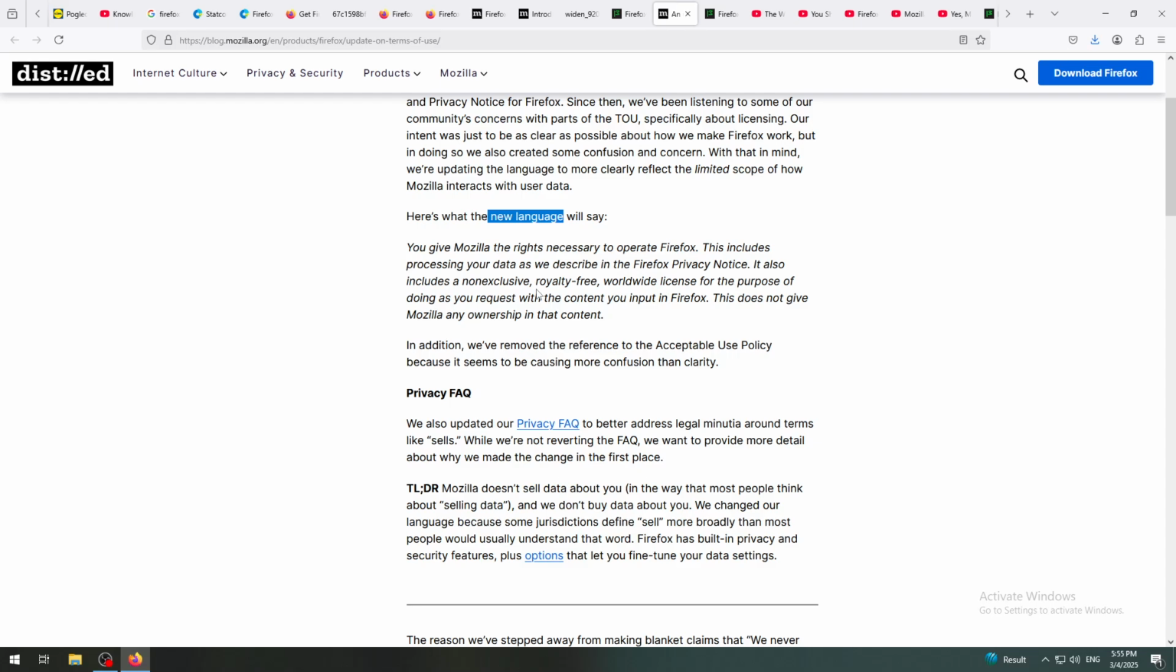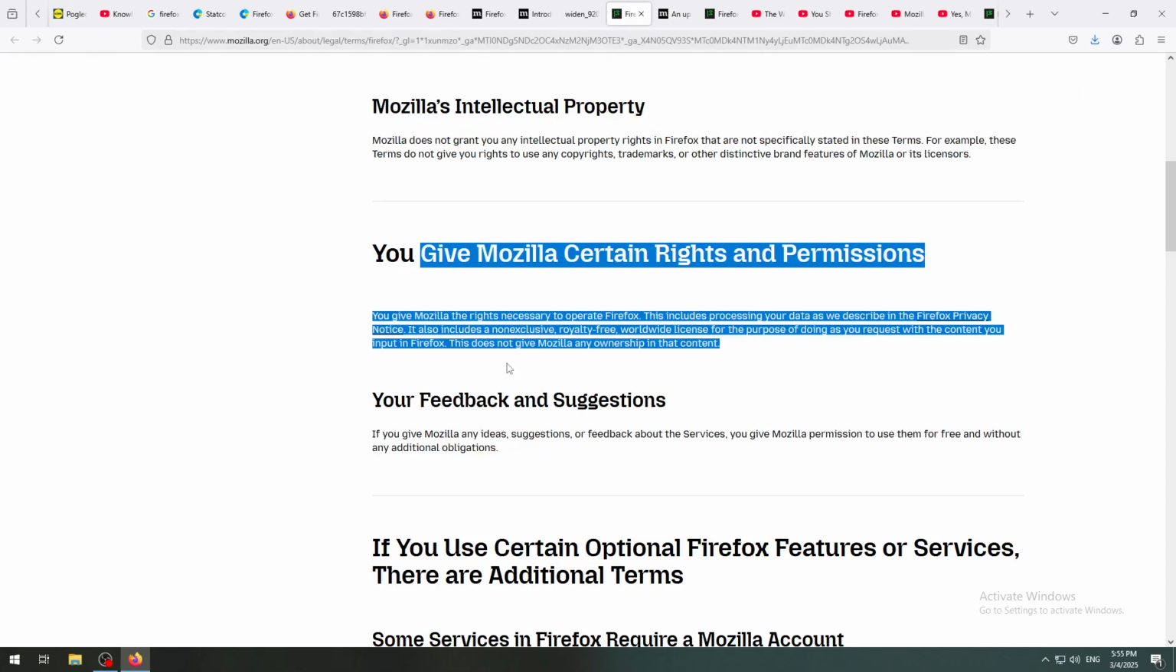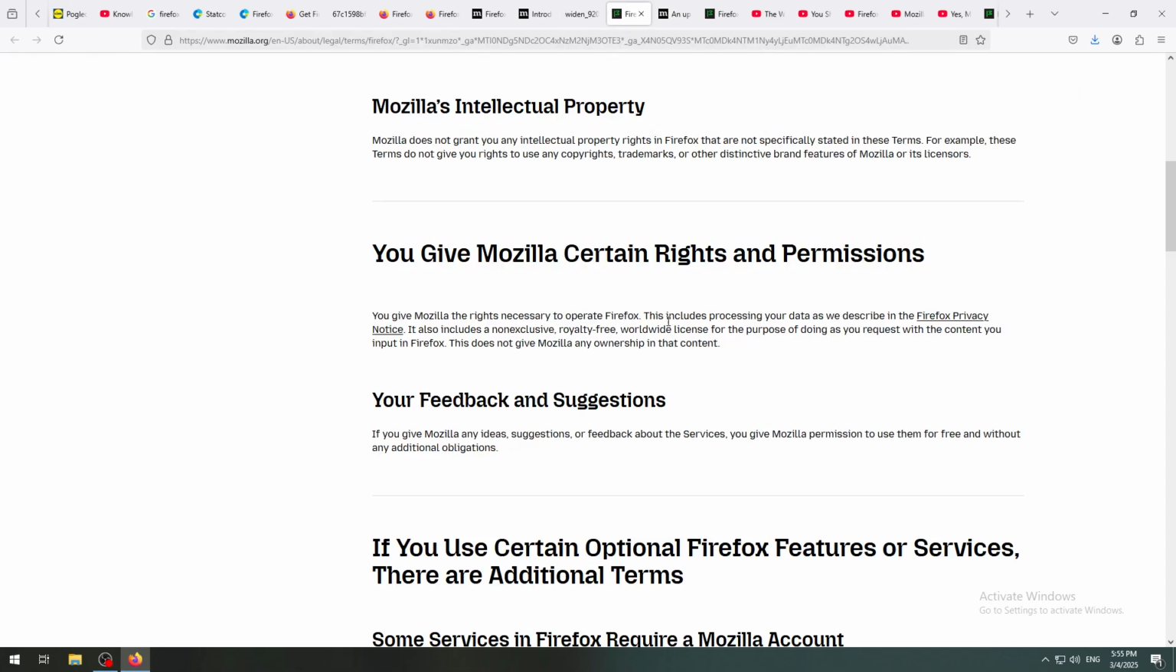So, but not all, and not again in the right way. They're just trying to mask it again. Again, you give Mozilla the rights necessary to operate Firefox. Okay, that makes sense. Some kind of rights on my computer to install the program and browser and so on, but processing your data as we describe in the Firefox privacy notice. So you have to read all the Firefox privacy notice to understand how they process your data.